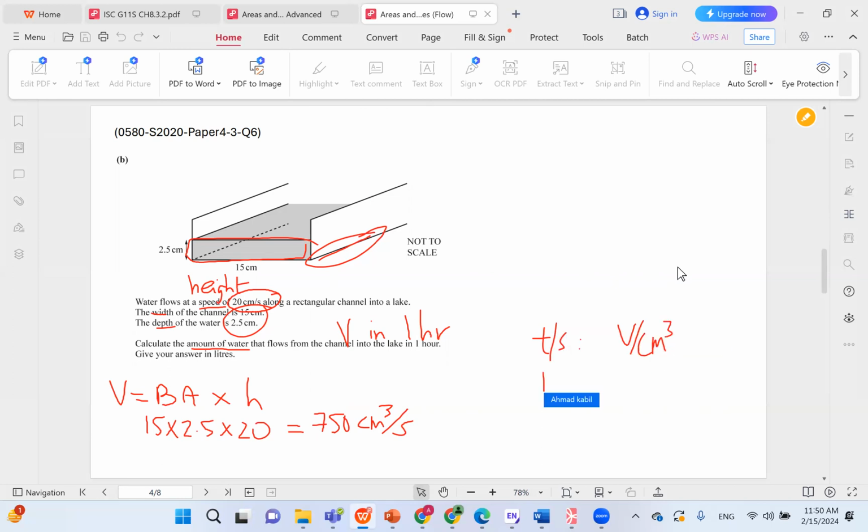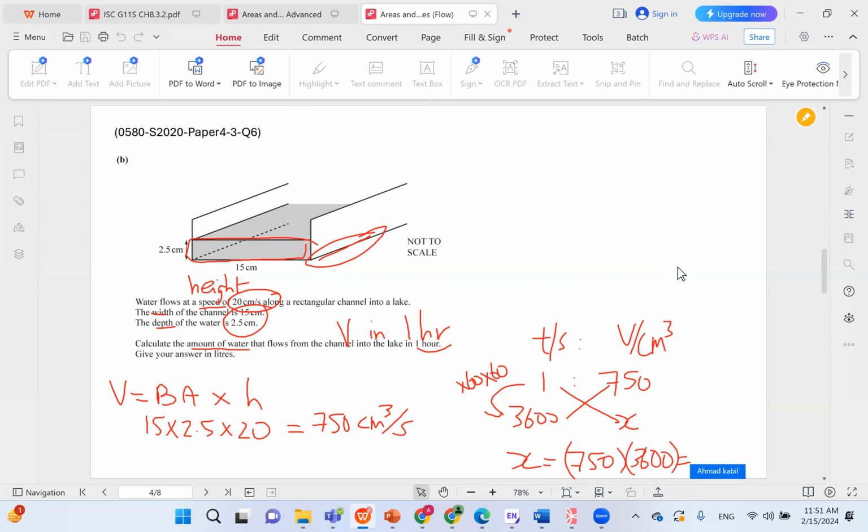So in 1 second, we get 750 centimeters cubed. We want 1 hour. So we multiply this number by 3,600. We multiply by 60 to get minutes, and then we multiply by 60 again to get hours. So here in this case, 750, we can put x underneath and cross multiply. So x equals 750 multiplied by 3,600.